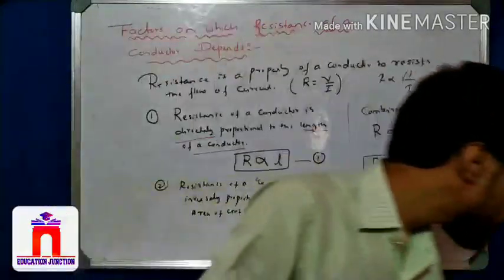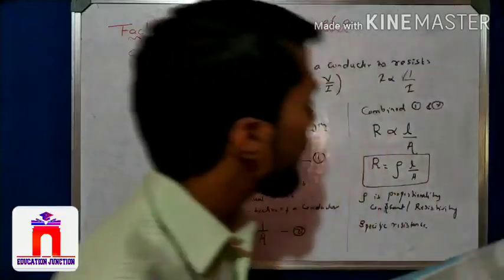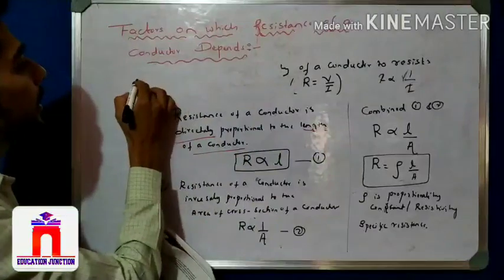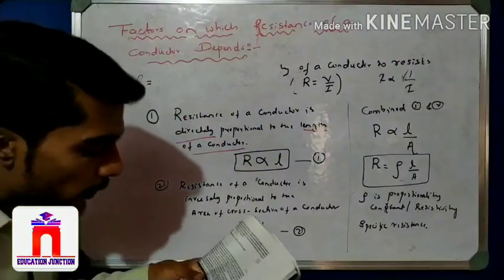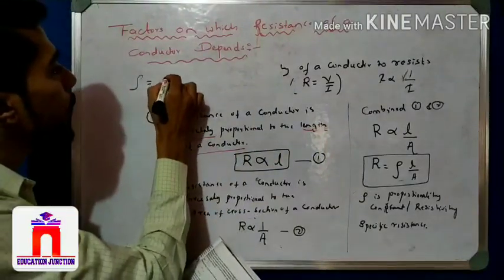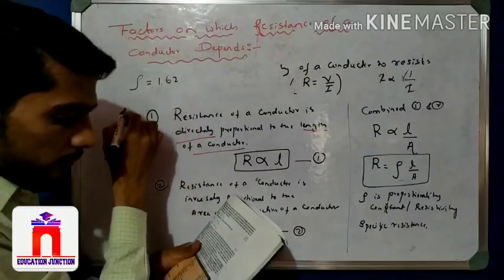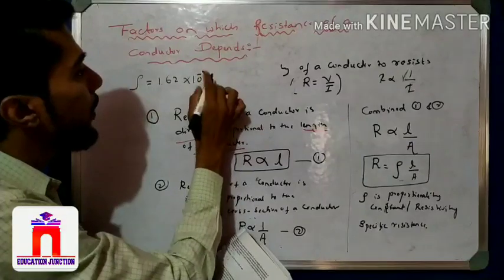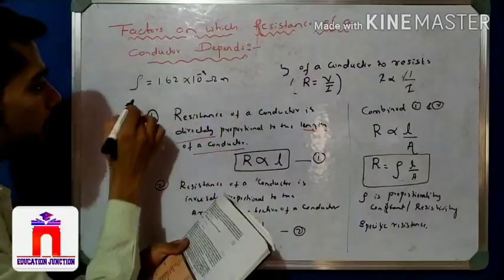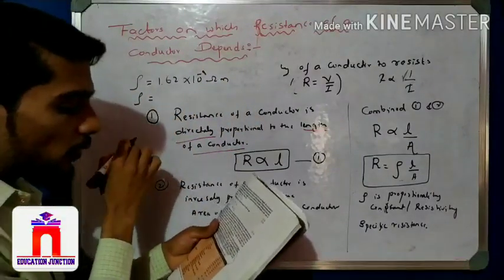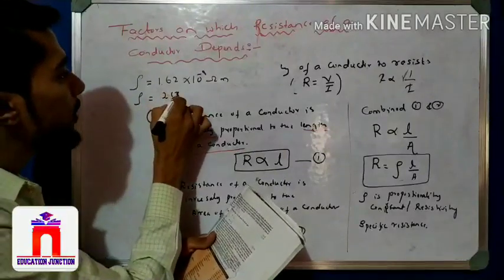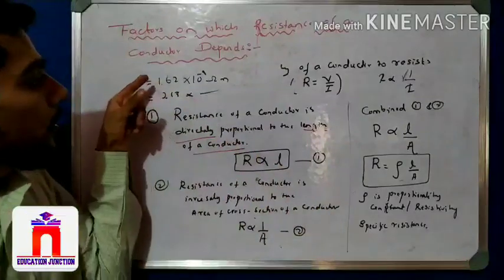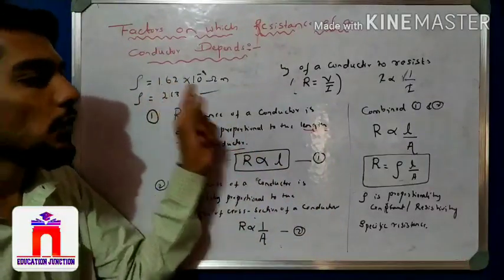For example, I can take here rho for copper wire. For copper wire, we observe 1.62 into 10 to the power minus 8 ohm meter. We will discuss the unit later. And rho for silver wire, we observe 2.6, something like that. Right? So here observe what happened? Different material, different value of rho.